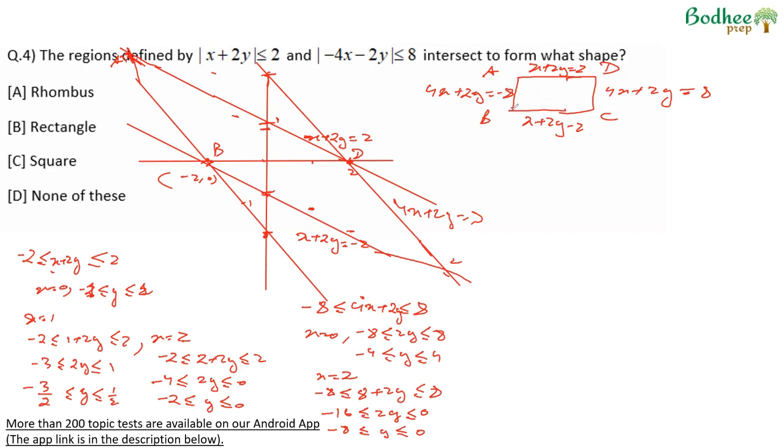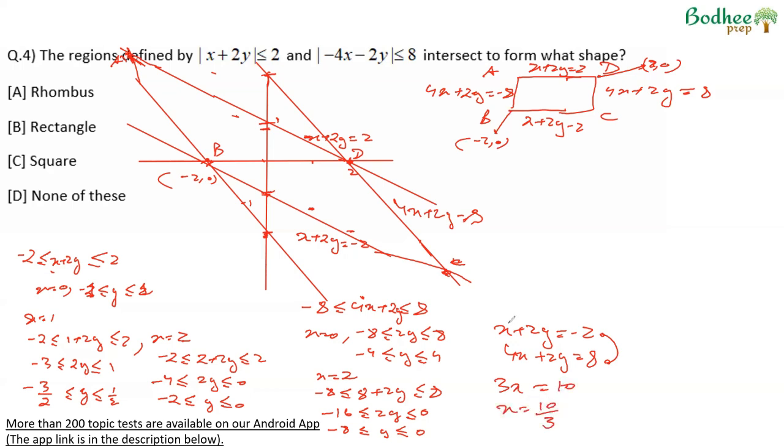Secondly, vertex B is -2, 0. D is 2, 0. Let us also try to find C here. C is the intersection of x plus 2y is equal to -2 and 4x plus 2y is equal to 8. If we subtract this from this, we'll get 4x minus x, 3x is equal to 10. X is equal to 10 by 3. Replace that here, we'll get 2y is equal to -2 minus 10 by 3, which is minus 16 by 3, so y becomes -8 by 3.